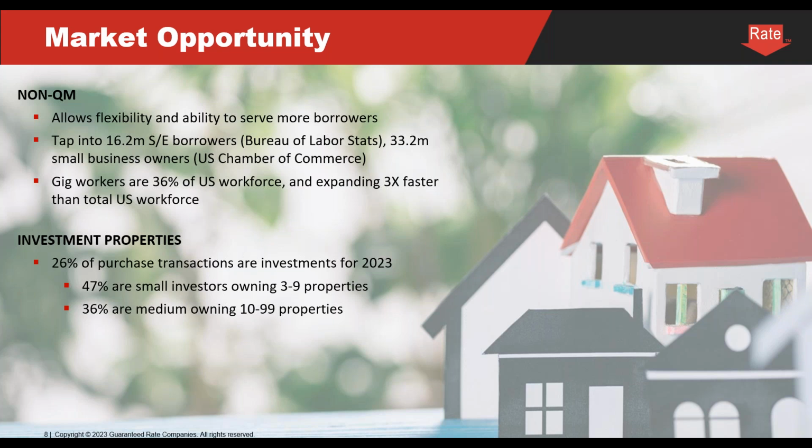And as you can see, gig workers, for example, are self-employed borrowers, and they are 36% of the workforce, and that's expanding 3 times faster than other areas in the United States. And there are over 16 million self-employed borrowers and 33 million small businesses. And non-QM was the product that was designed just for that subset.